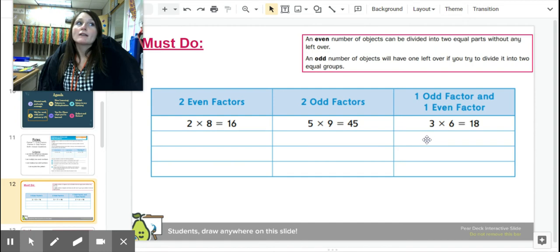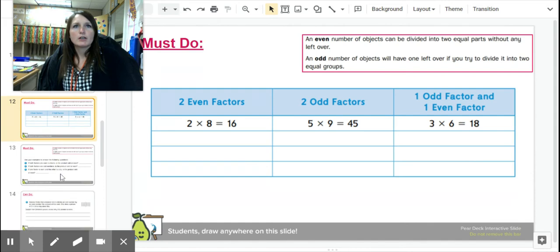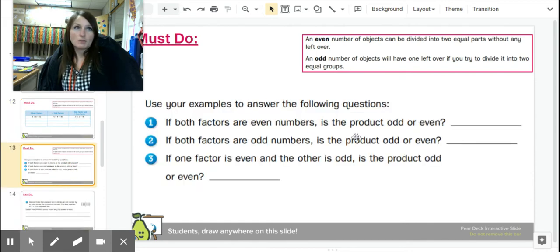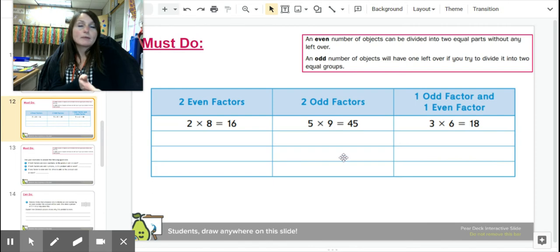Like you can do 1 times 2 or 3 times 4. Okay, and then figure out what is the product. What's the answer to those? And you're going to use this information here to help you answer these questions about it. So if you're multiplying even times even, is the answer odd or even? What did you find out from here?